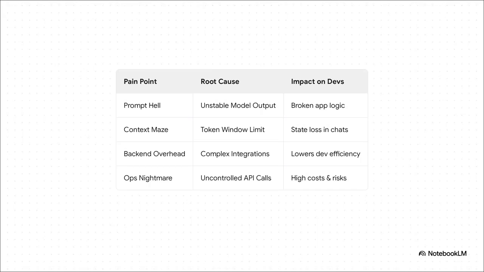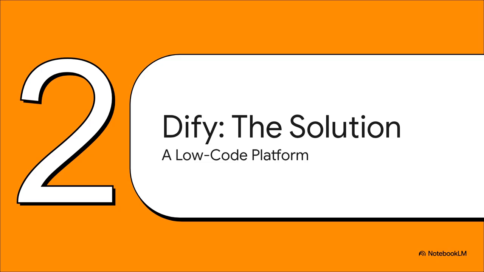So you add it all up, the prompt hell, the context maze, the backend mess, the ops nightmare, and what do you get? Building AI becomes slow, it gets expensive, and honestly, it's just incredibly frustrating. It sucks the fun right out of creating something cool. But what if you could just skip all of that? What if there was a better way?